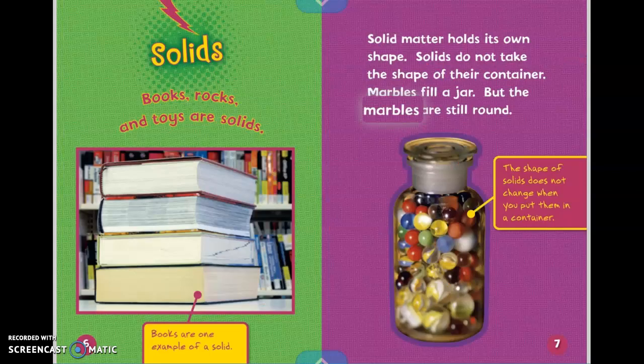Solids. Books, rocks, and toys are solids. This caption says books are one example of a solid. Solid matter holds its own shape. Solids do not take the shape of their container. Marbles fill a jar, but the marbles are still round. The shape of solids does not change when you put them inside a container.